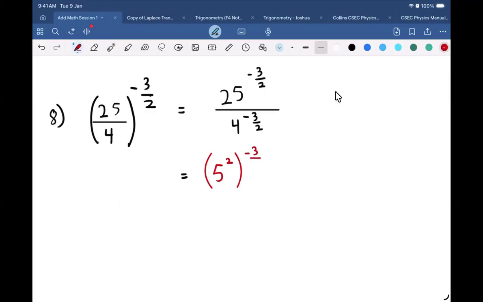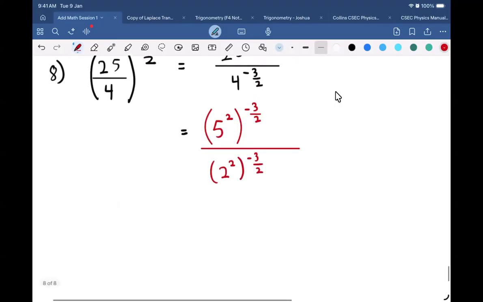So in these kind of questions, you're looking to write the numbers as the base to some number. Like 4. 4 is the same thing as, look at the base again. So 4, is it possible to write a base to the power 2 to get 4? Tell me. Yes, it'll be 2 to the power 2, right? Minus 3 over 2.